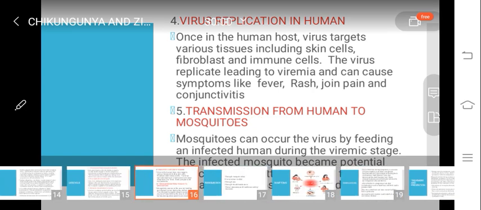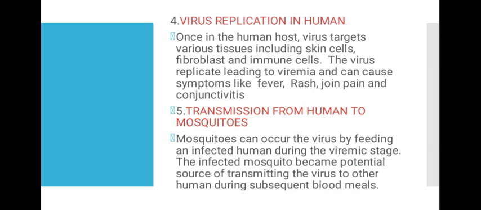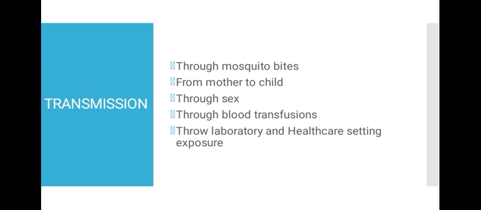Virus replication in human. Once in the human host, the virus targets various tissues, including skin cells, fibroblasts, and immune cells. The virus replicates, leading to viremia, and can cause symptoms like fever, rash, joint pain, and conjunctivitis. Then transmission from human to mosquitoes. Mosquitoes can acquire the virus by feeding on an infected human during the viremic stage. The infected mosquito becomes a potential source of transmitting the virus to other humans during subsequent blood meals. Transmission occurs through mosquito bites, from mother to child, through sex, through blood transfusions, and through laboratory and healthcare setting exposure.